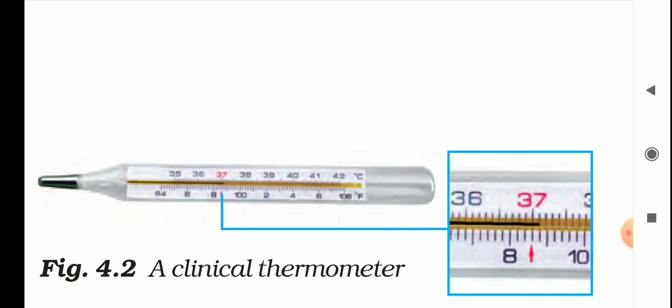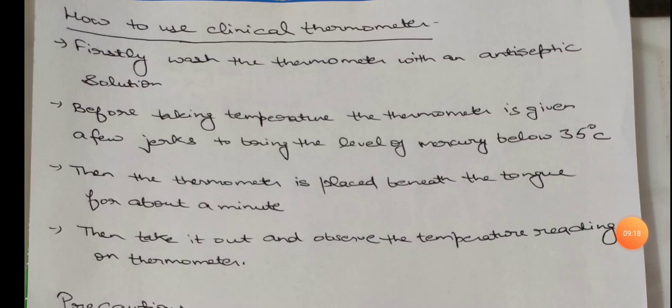It has a uniform thickness, it has mercury, and the important thing about mercury is that it is a metal which is liquid at room temperature. Generally, all metals are solid, but mercury is a metal that is liquid at room temperature. So I hope the points that I told you about the clinical thermometer are clear from this diagram. I hope, students, that the basics of the clinical thermometer are clear.